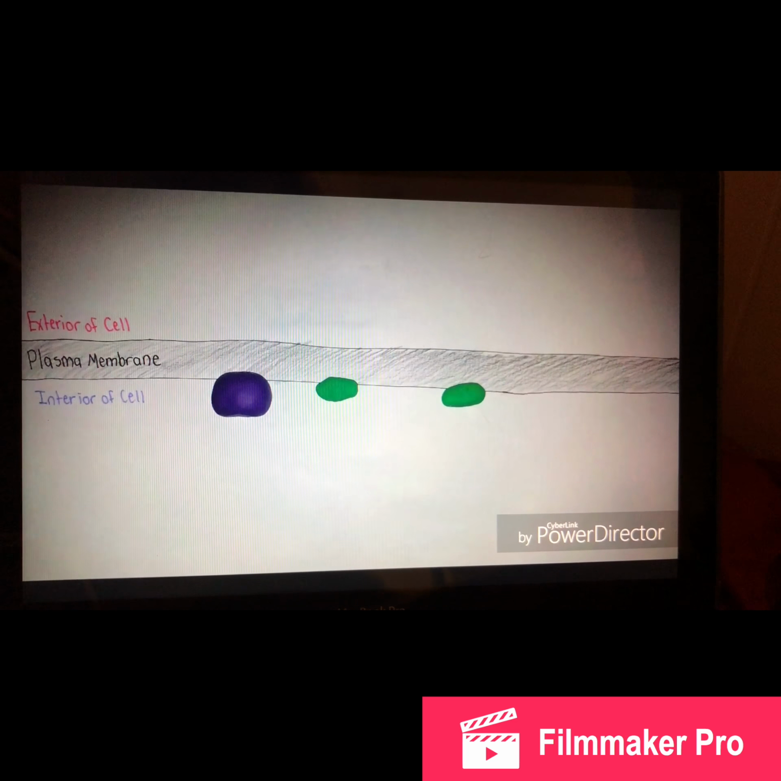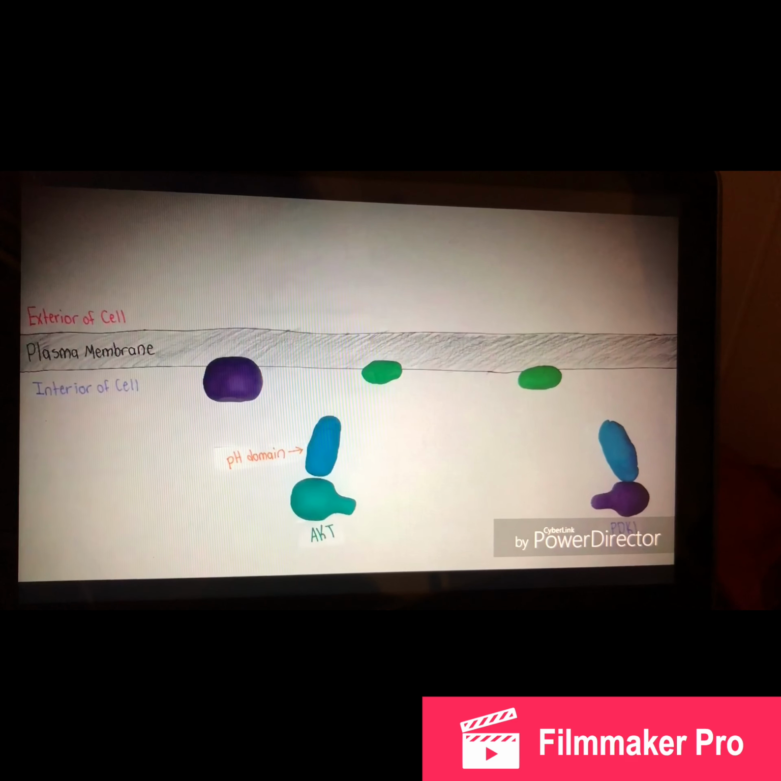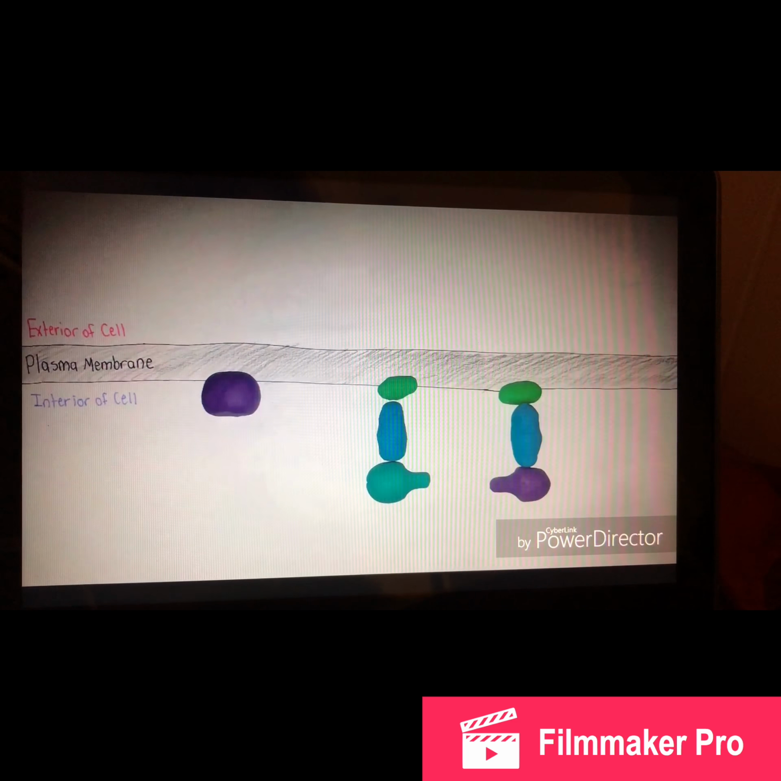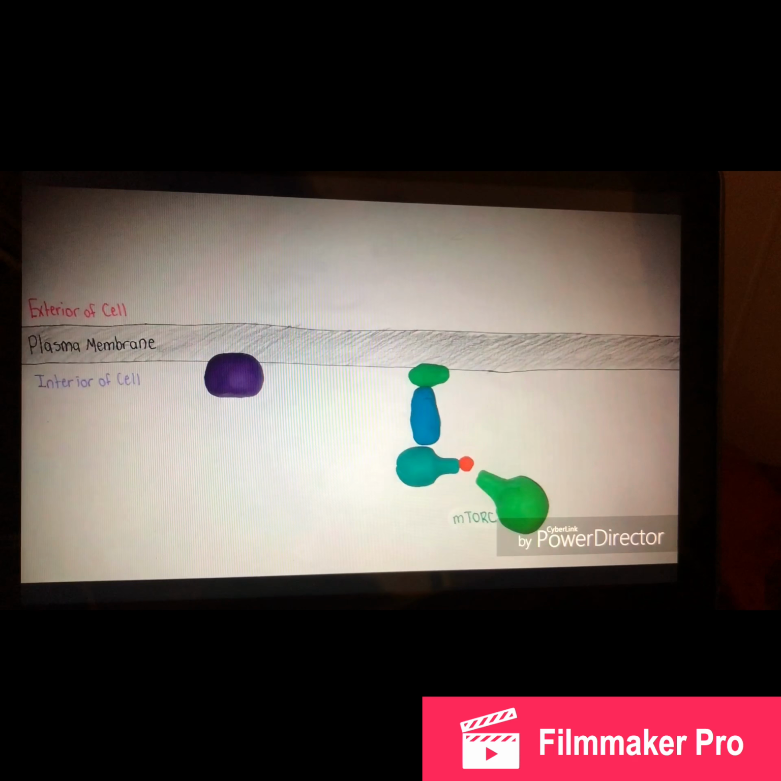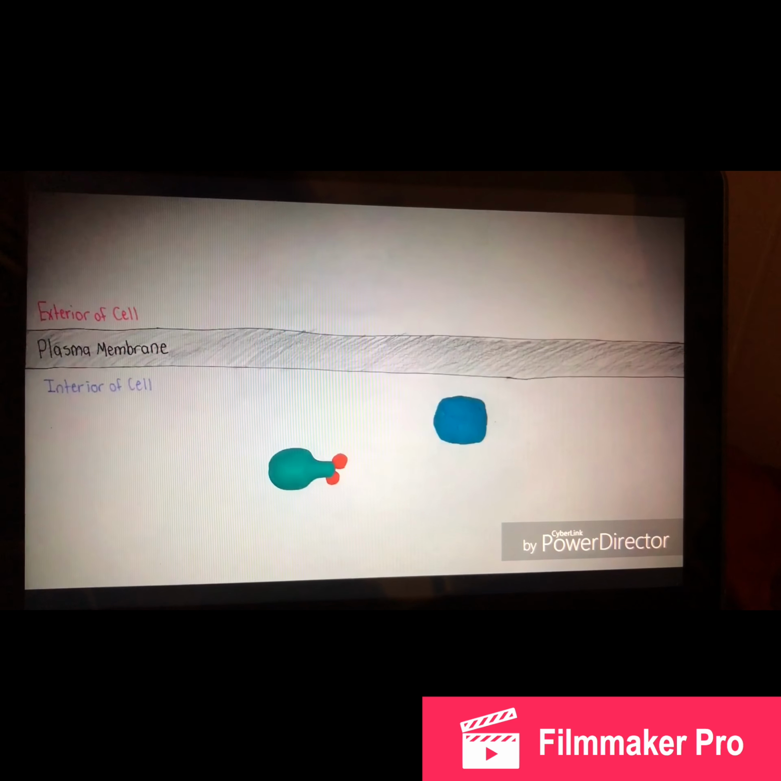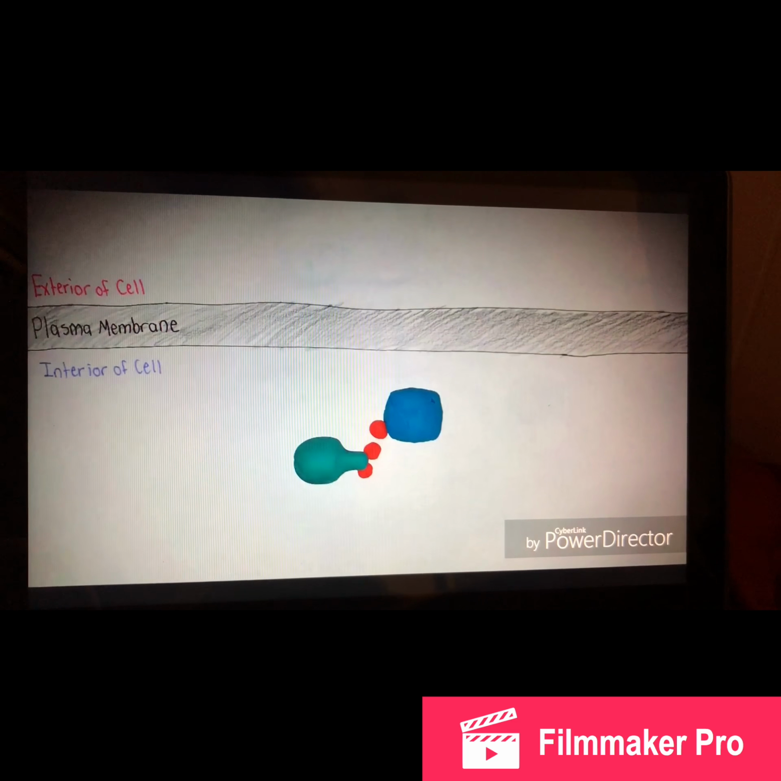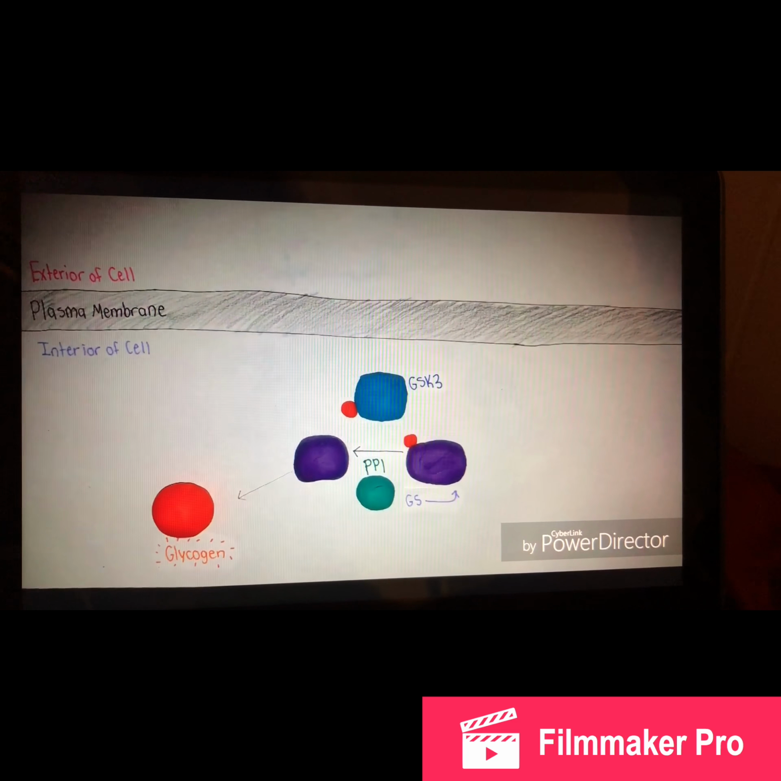PIP3 molecules attract AKT and PDK1 to themselves via PH domains. AKT is phosphorylated by PDK1. Then, mTORC2 phosphorylates AKT again. AKT is used to phosphorylate GSK3. GSK3 creates PP1, which activates GS, which then produces glycogen.